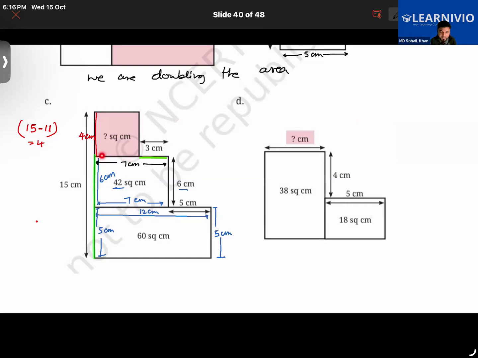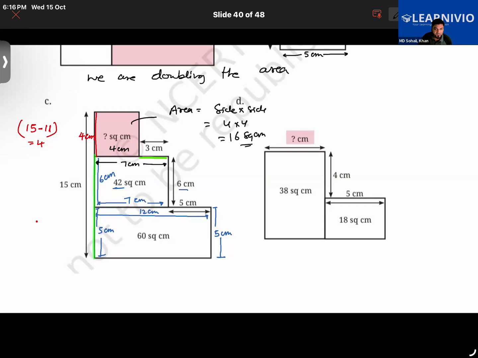So 7 minus 3, that is 4. So we know the length of this shape. Two of the lengths are given as 4 and 4. So this is clearly a square, and the area of a square is 4 into 4, that is 16 square centimeter.